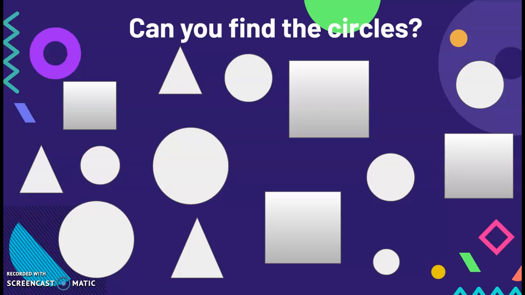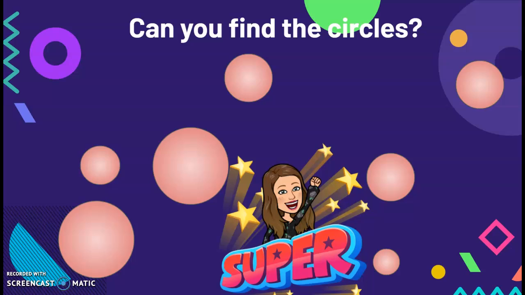Let's see, I'm going to count as we go. 1, 2, 3, 4, 5. I count 7 of the white circles. Let's see if you can count them. Okay, here we go. 1, 2, 3, 4, 5, 6. Super, my friends. Super, super. You did a great job.